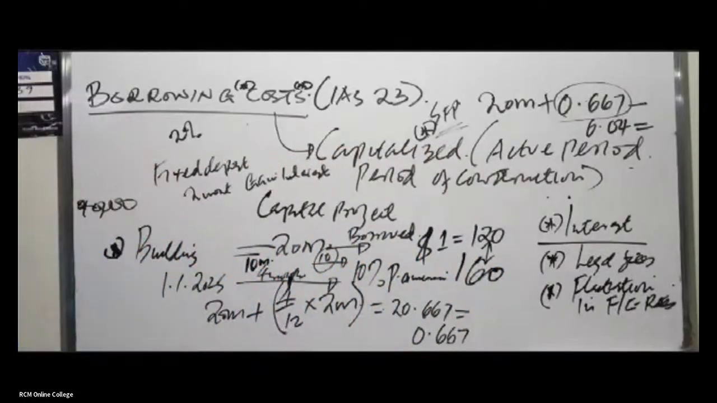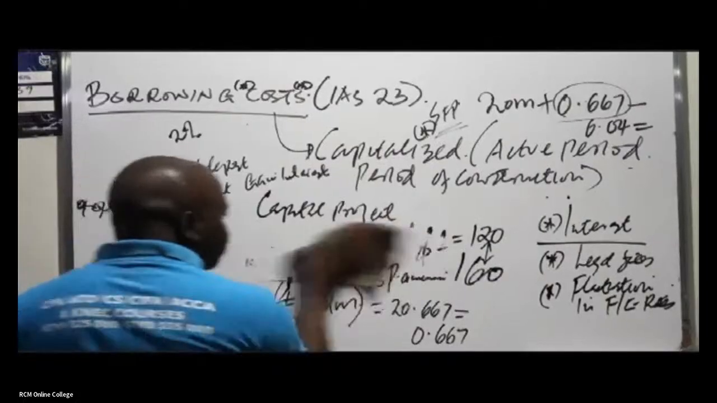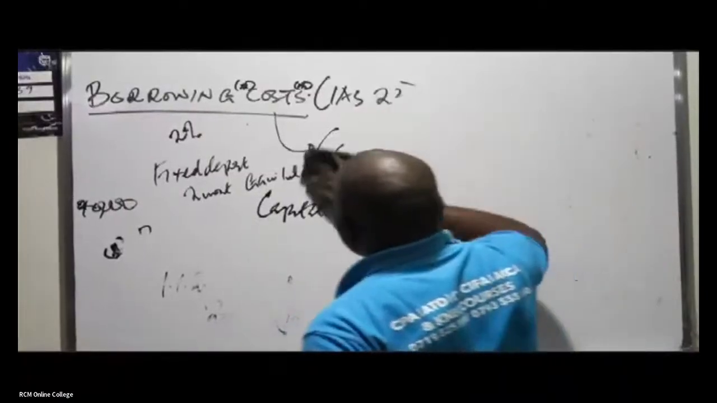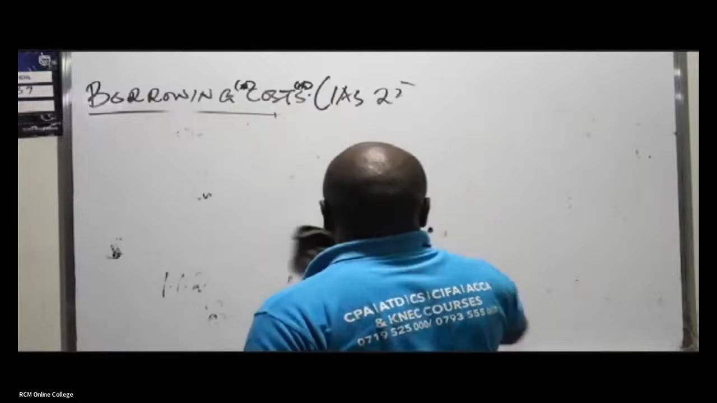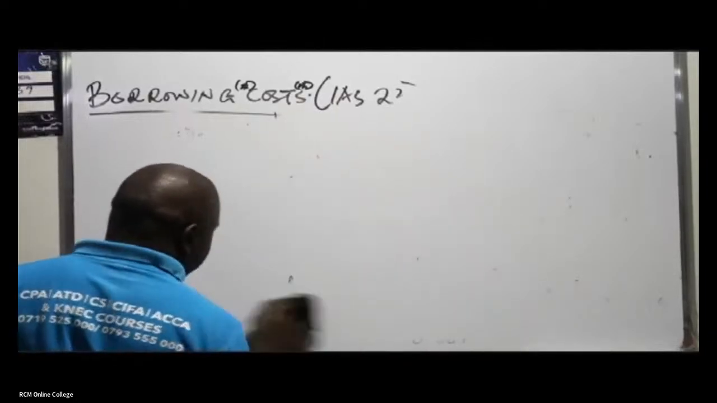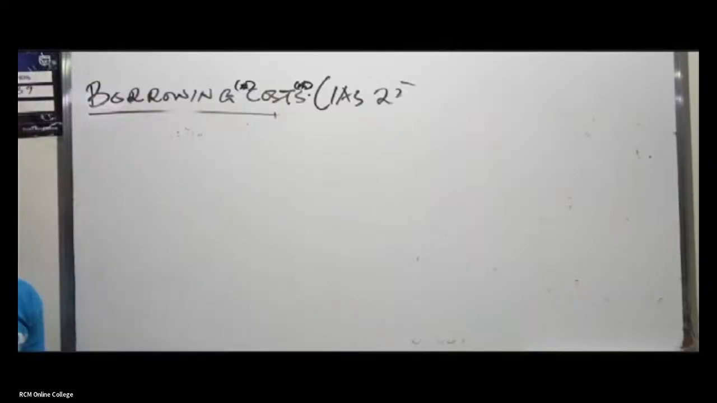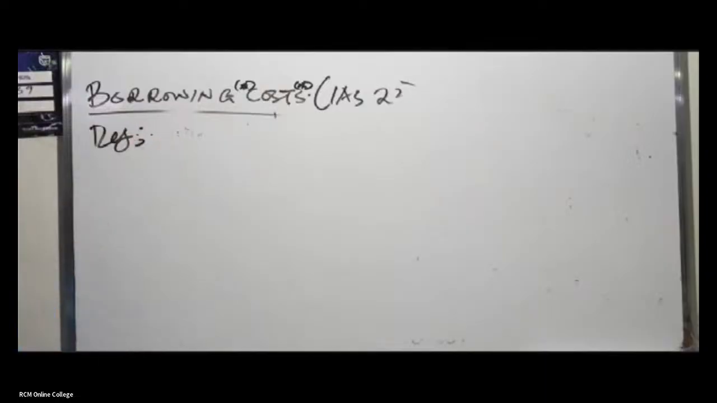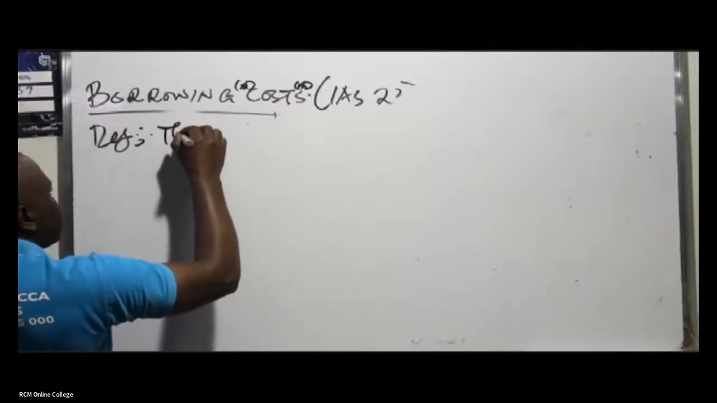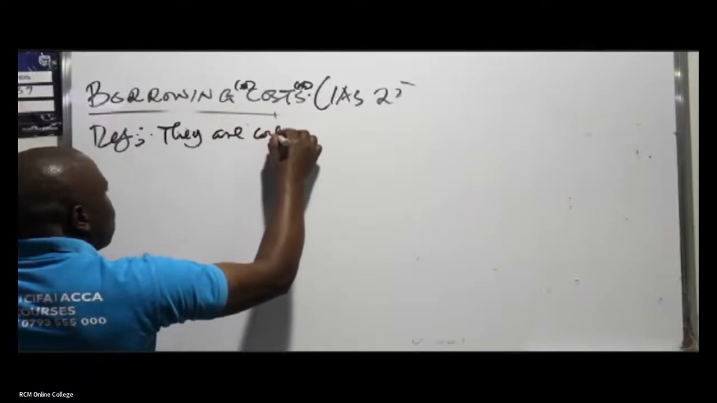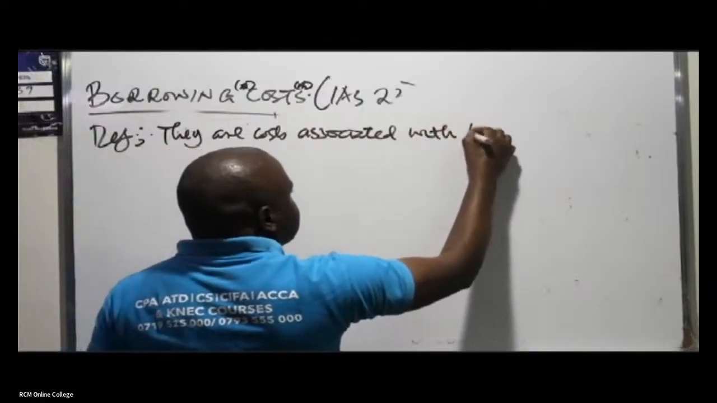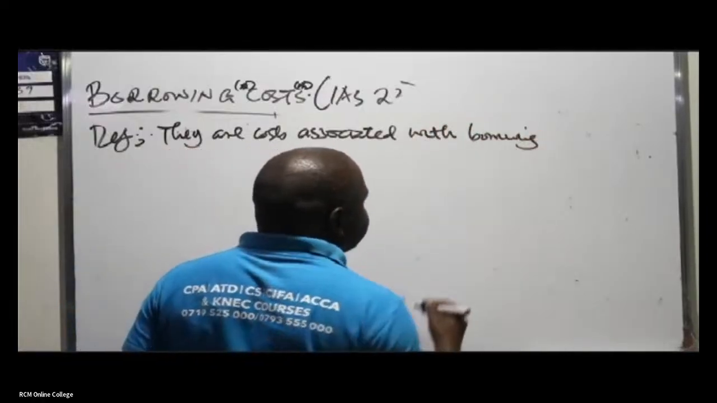And therefore, you can write this about borrowing costs. Once I've explained that, now we can write this about borrowing cost. Start with the definition. So try to define borrowing cost. You can write this about borrowing costs. These are costs associated with borrowing.